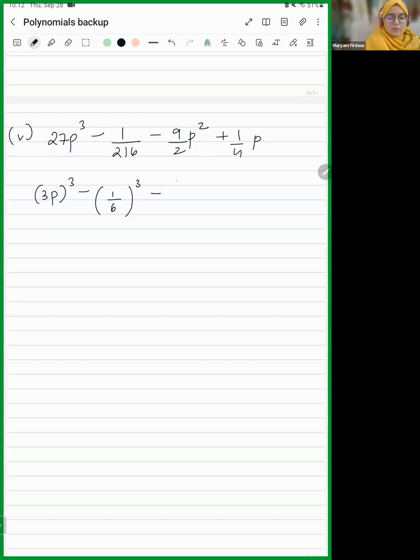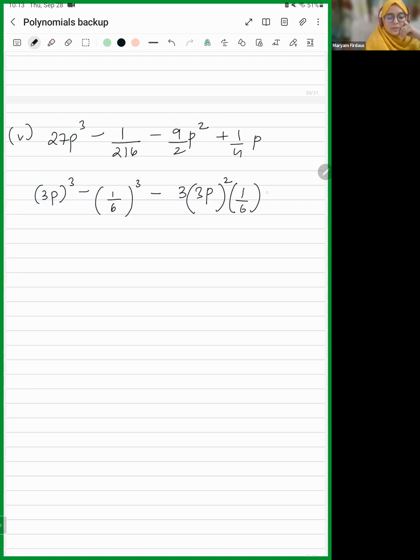Now forget about these two terms. Don't think about how you are going to get this term. Just see 3 into what is A? 3p. What is B? 1 by 6. But here we have a square on the P term, so we'll put a square on the P term.